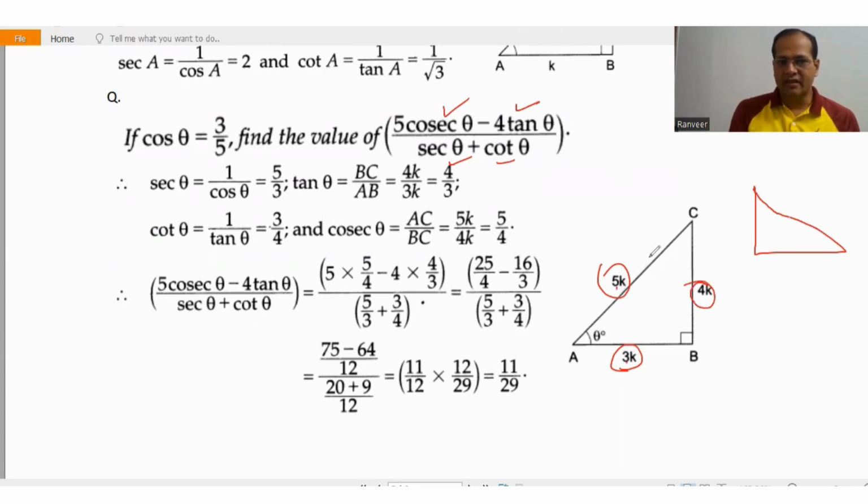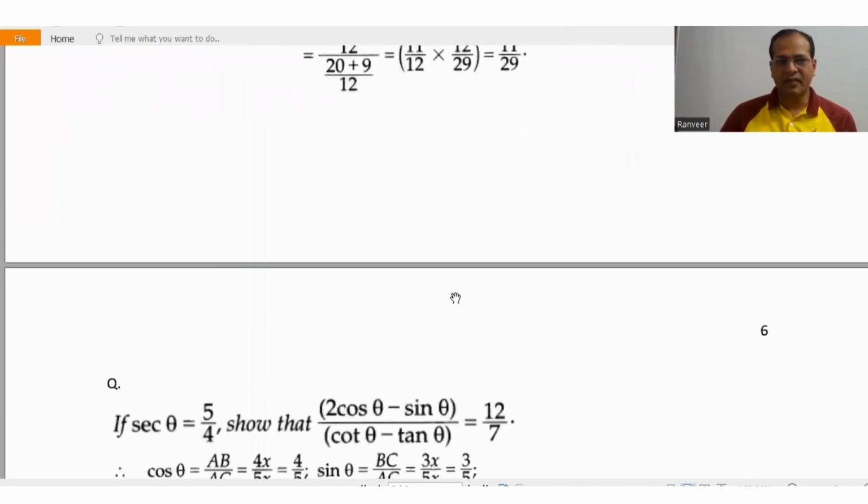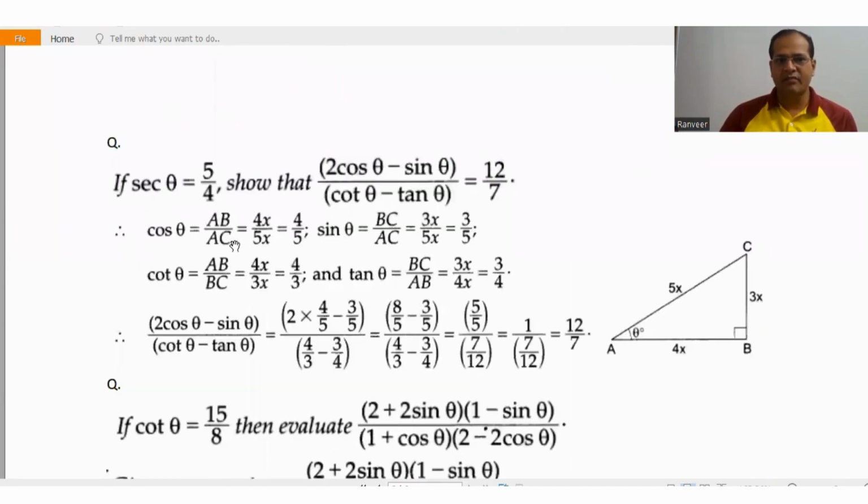Now sin theta is what? 4 by 5. So cosec theta is nothing but 5 by 4. Tan theta is nothing but 4 by 3. Just we have to substitute the value. Sec theta is nothing but 5 by 3, and cot theta is 3 by 4. We do the calculation and get the result, that is 11 by 29. Same way, sec theta is 5 by 4.